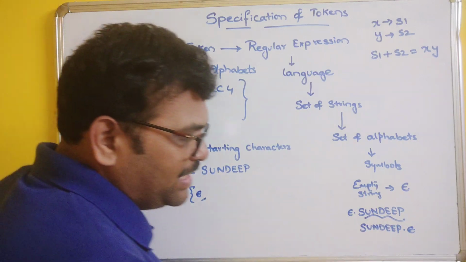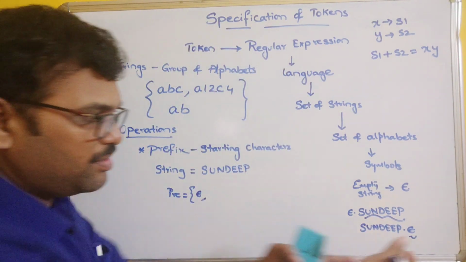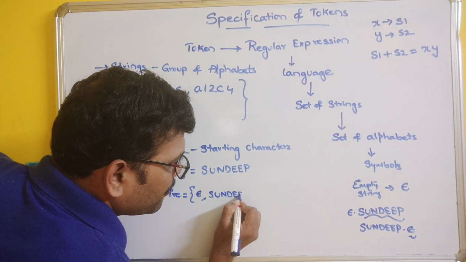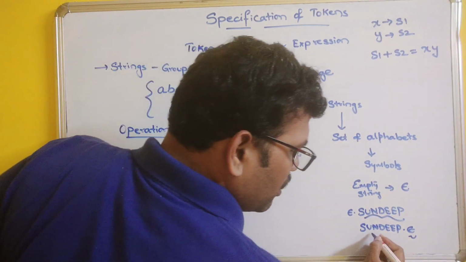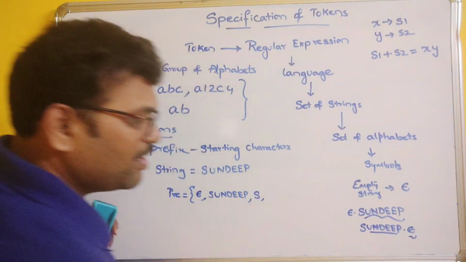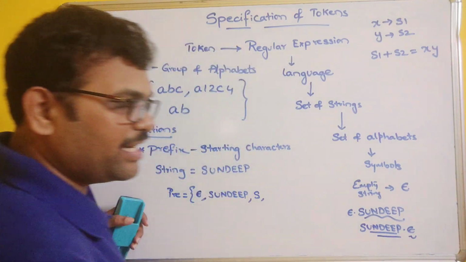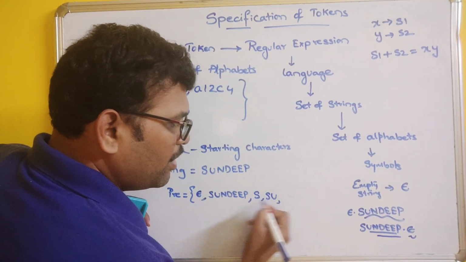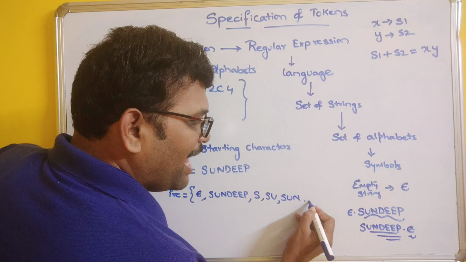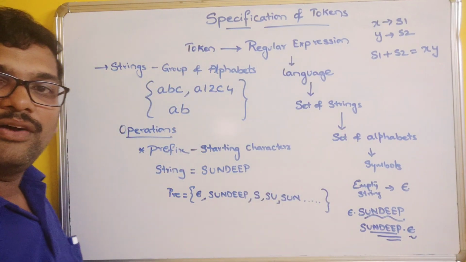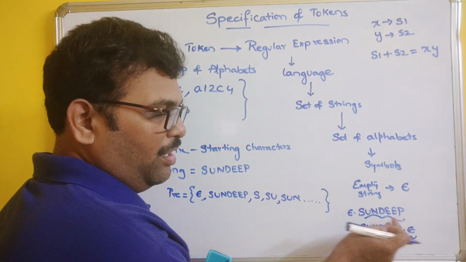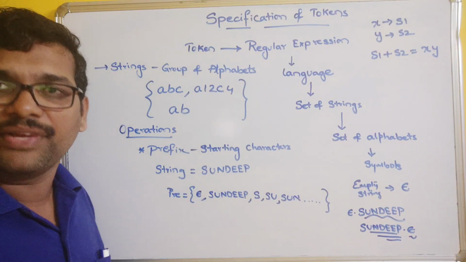If you consider the complete name as a string, what will be the prefix? Whatever the characters we are writing here. If you consider UNDEEP as a string, what is the prefix? S. If you consider NDEEP as a string, what is the prefix? SU. If you consider DEEP as a string, what is the prefix? SUN. Like that, the prefixes will be like this: all the leading characters, the characters at the start of the string. If you consider part of the string, the remaining string on the left side will be the prefix.